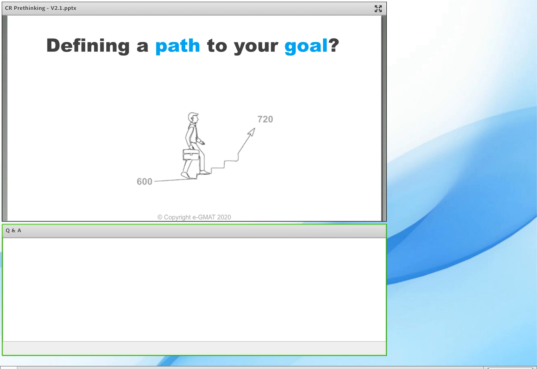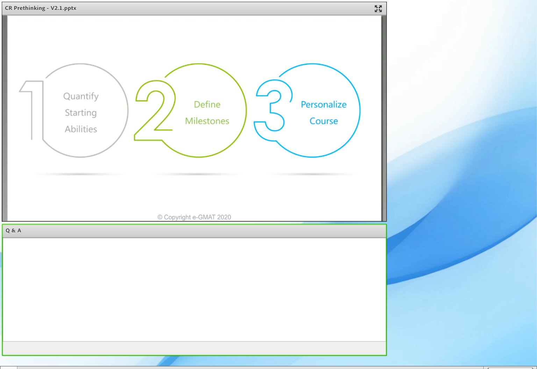Okay. So I'm going to take a case study of how we define a path for a particular student who's at a score of 600 going to that 720. The first thing is we've got to figure out what constitutes that 600, which is what we call, let's quantify your starting abilities. You know, what are your abilities in quant and verbal? Within quant, what are your abilities in number properties, word problems, algebra, and so on and so forth. Within verbal, you know, SC, CR, RC.